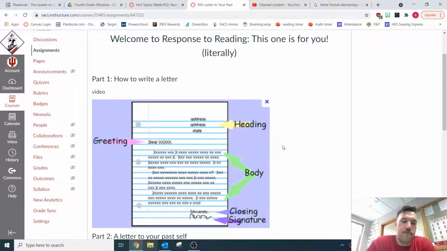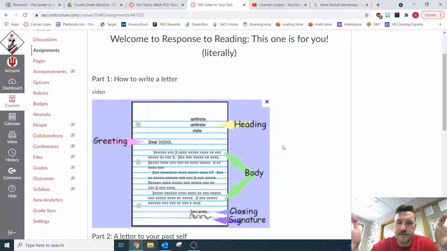So this week we are going to be writing letters, and you're actually going to be writing a letter to yourself. Now, at the beginning of the year, we all wrote letters to our future selves, but now we're going to do the opposite, and we're going to write letters to our past selves. So before we can talk about the things that you're going to need in that letter, we are going to talk about how to make a letter a letter.